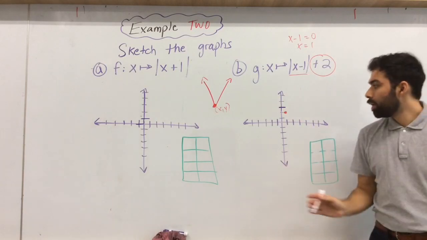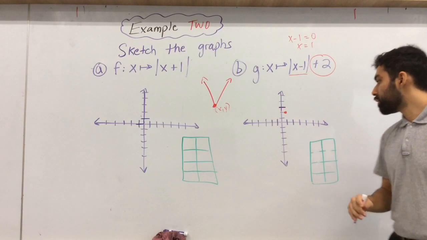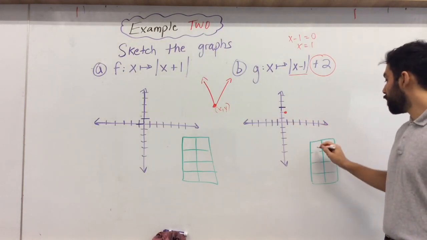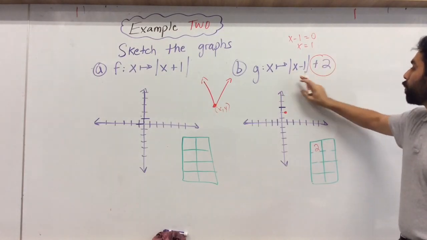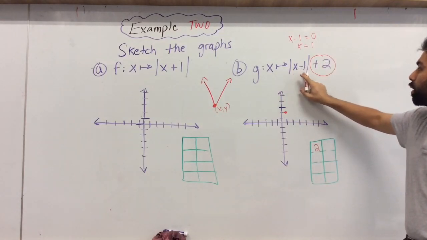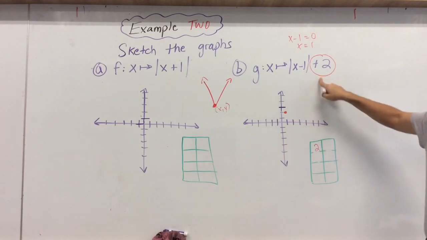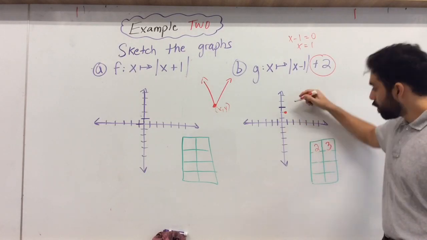Okay, well now, I need to find, let's say, a point on my right side and a point on my left side. So let's go ahead and let's say when I plug in 2 into this function, what do I end up getting? So 2 minus 1 is just 1. Absolute value of 1 is just 1. 1 plus 2 ends up being 3. So 2, 3.